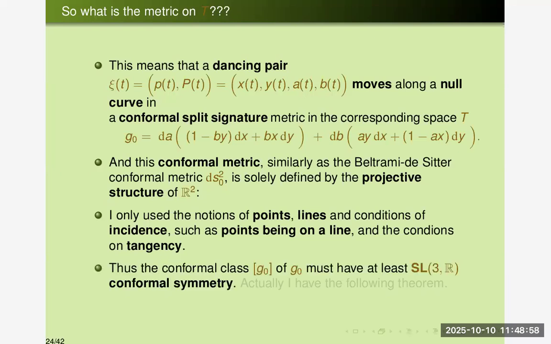And because it is PGL3 symmetric, this conformal metric has at least a local symmetry of SL3R, which, good to know, is 8-dimensional. This Lie group is 8-dimensional. So this metric on this correspondence space of the Beltrami de Sitter model has at least an 8-dimensional algebra of symmetries. Okay, a good one.